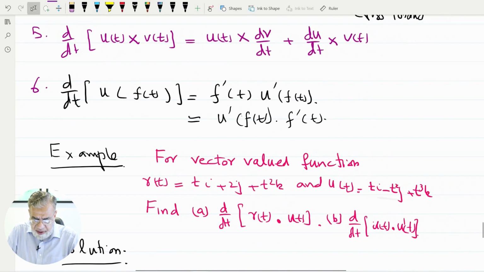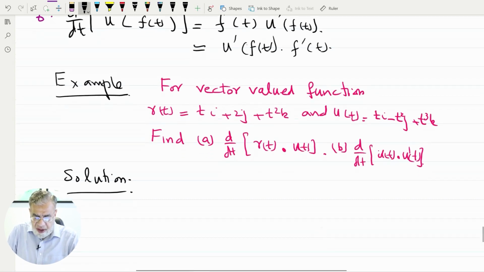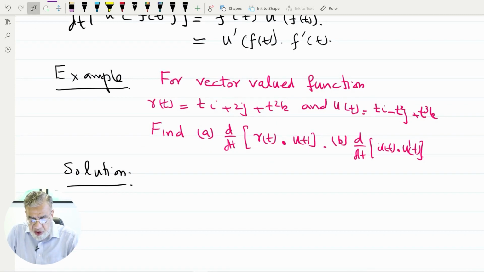Here we have an example. We have the vector valued function r of t equal to ti plus 2j plus t square k, and our u of t is ti minus t square j plus t cube k. We want to find the derivative of the dot product of r of t and u of t. You can apply the formula, or if you are smart enough you can just find the dot product first, but we are going to use the formula.